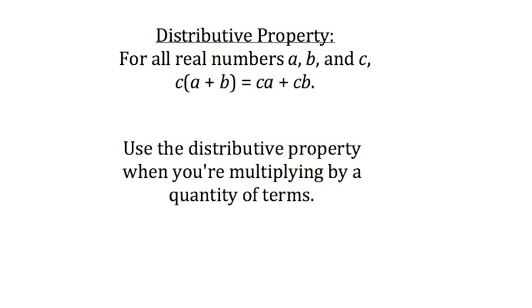A previous video introduced the distributive property. The distributive property states that for all real numbers a, b, and c, c times the quantity a plus b equals ca plus cb. Now that you've already had some time to explore that in a previous video, let's take a look at why this actually works. Let's take a look at some evidence that this actually works.